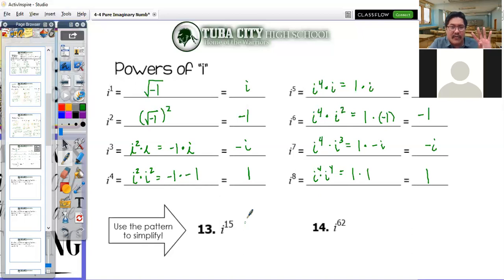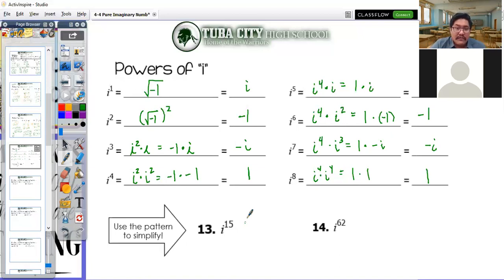So this means 4, 8, 12, 16, 20, 24, and so on. So what's the highest number that I can go to 15 by counting by 4s without going over? Well, that'd be 12. So 12 and 3 will combine to make the power of 15.